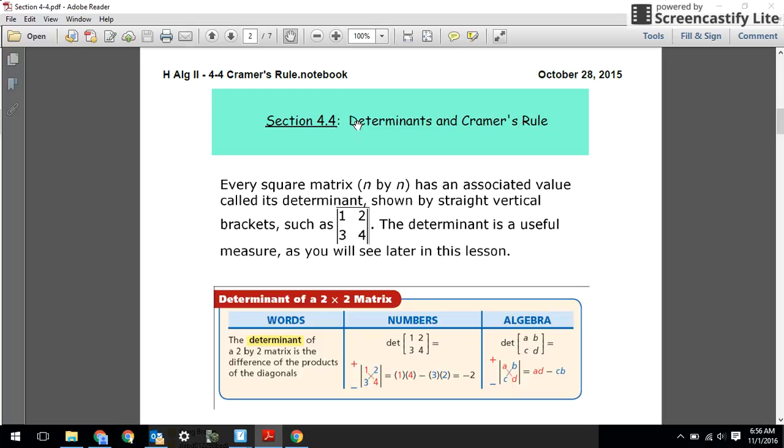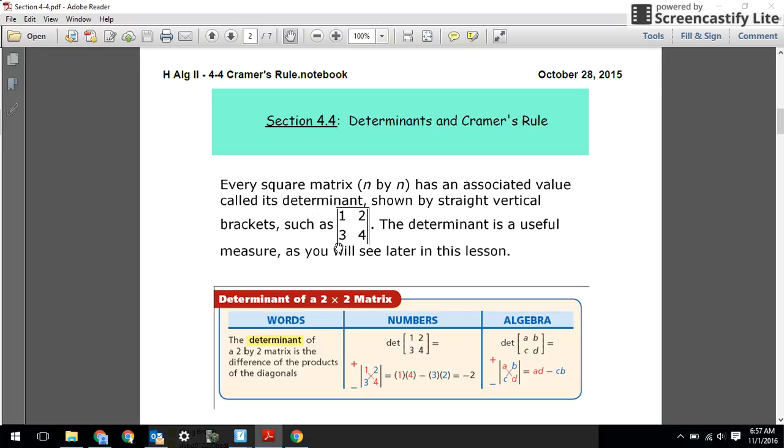So today's section 4.4 is determinants and Cramer's rule. Again, with all this matrices stuff, not something necessarily difficult, just different. Okay. Now, determinants are always for square matrices. Every square matrix has an associated value called its determinant. It's just a number, basically. A number is the determinant.